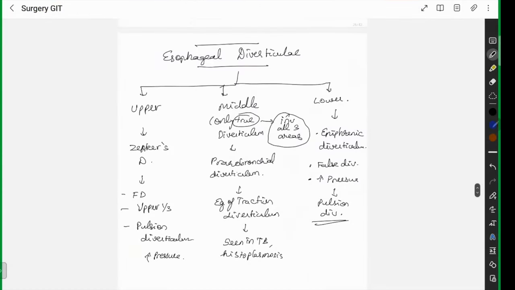So just listen carefully. What you are going to discuss in diverticulum is that there are three types of diverticulum. It can occur in the upper esophageal part, the middle esophageal part, or the lower esophageal part.